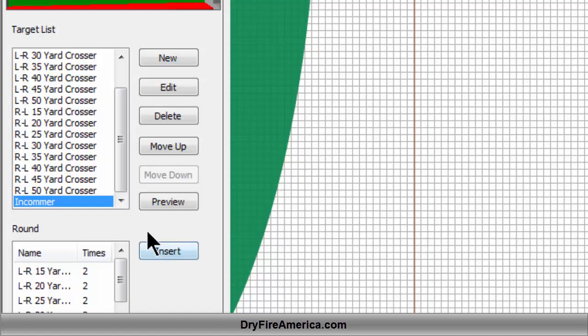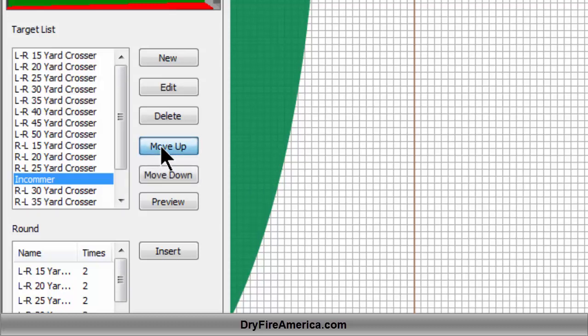Now then, notice that in my target list on the left, Incomer is now the bottom target. In this list of targets that will show up in the target window, I can move the position of the Incomer target by clicking on Move Up, because it's at the bottom of the list, and each time I click on it, it moves one position up in the target list. And just so that you can get a better idea of how it fits in the scheme, I'm going to move it all the way to the top.